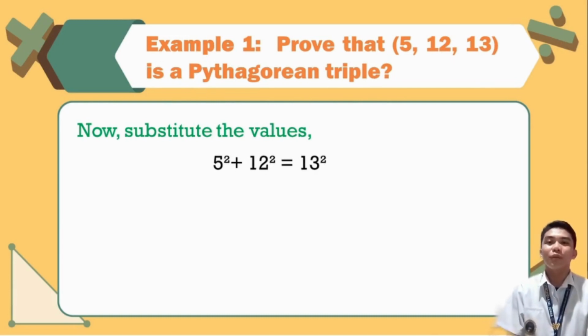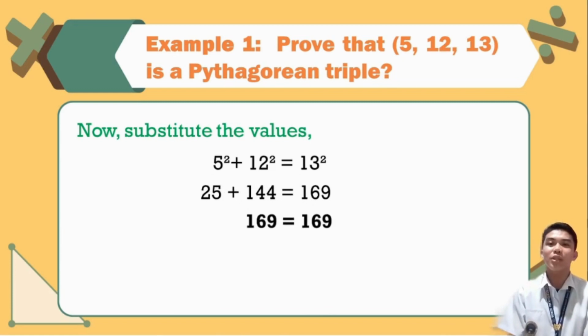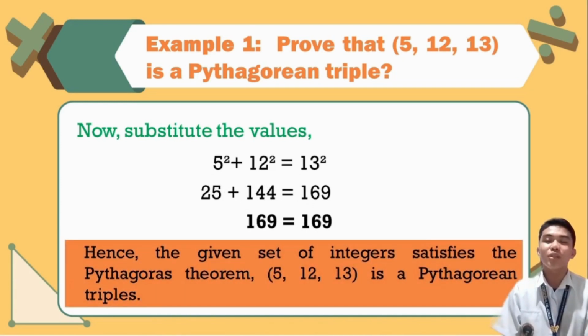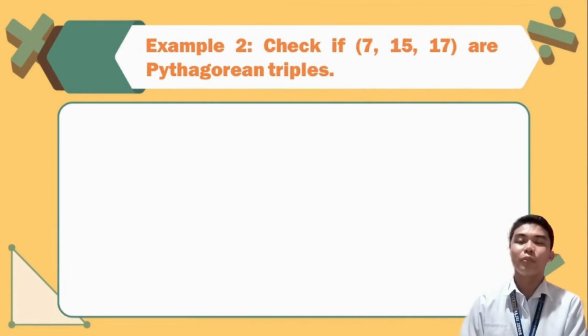So now let's simplify. We get 25 plus 144 equals 169. Adding 25 plus 144, we get 169. So we have here 169 equals 169. Hence, the given set of integers satisfies the Pythagorean theorem. The quantity 5, 12, 13 is a Pythagorean triple. So now, let's proceed to example number 2.